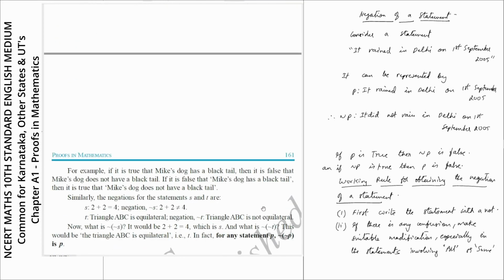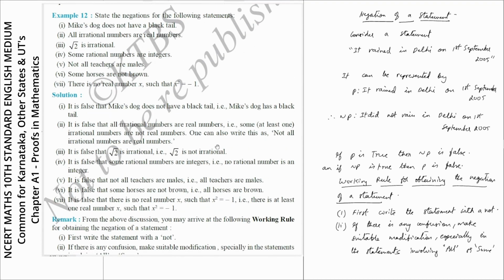Next is example 12 in the textbook. State the negation for the following statements. Answers have already been given here. I'll be explaining why such answers have been given. Now, first sub-question: Mike's dog has a black tail. If this statement is true, we should make a statement which is false. Mike's dog does not have a black tail is the negation of this statement. The second question: all irrational numbers are real numbers.